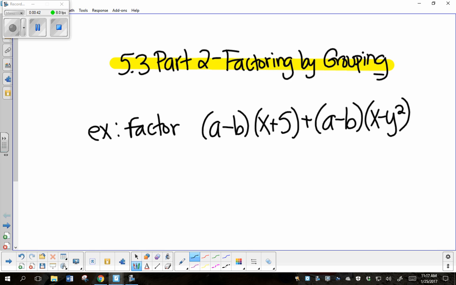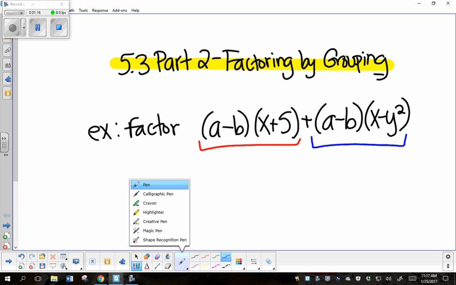So remember that to factor something means I'm dividing something out of a polynomial. I'm dividing it out of every single term instead of multiplying it into the polynomial. So if I look at this polynomial, I've got two terms here, and each of those terms, so here's one term, and here's another term. In each of those terms, there are two factors. A minus b times x plus 5 is the first one. The second one also has an a minus b and a x minus y squared.